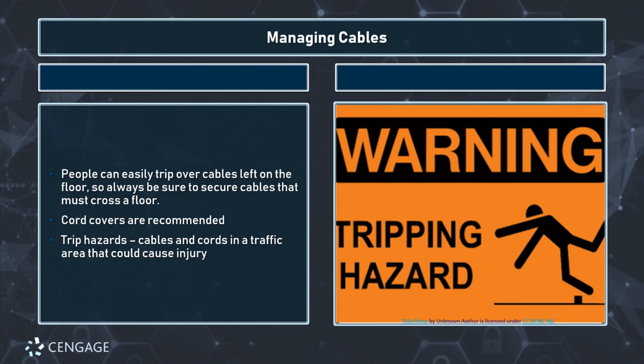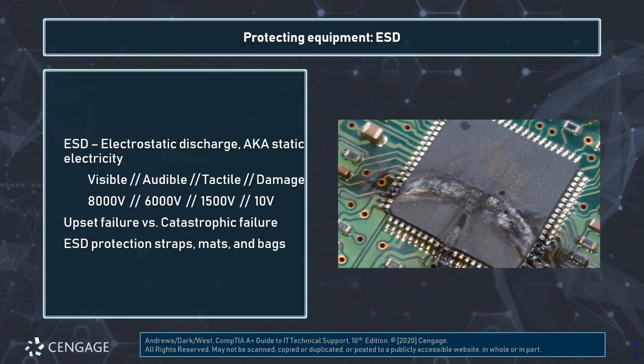Trip hazards in general is just the terminology we use for any cables, cords, or other items in a traffic area that could cause injury. So again, be aware of your environment. It's a big, big thing in the lab. Protecting equipment is another important thing to be aware of.